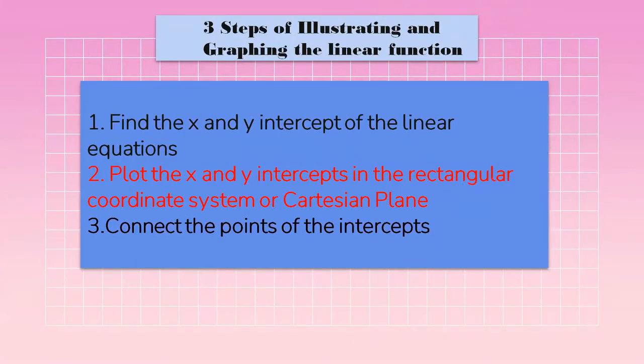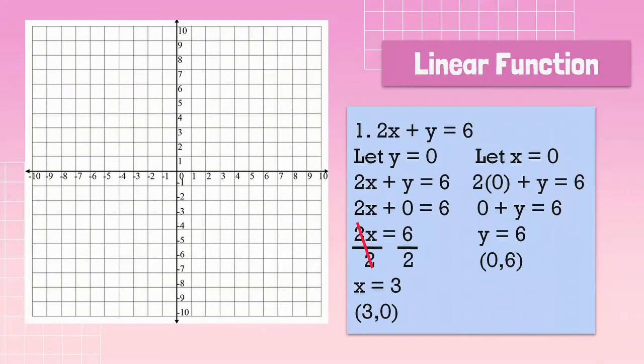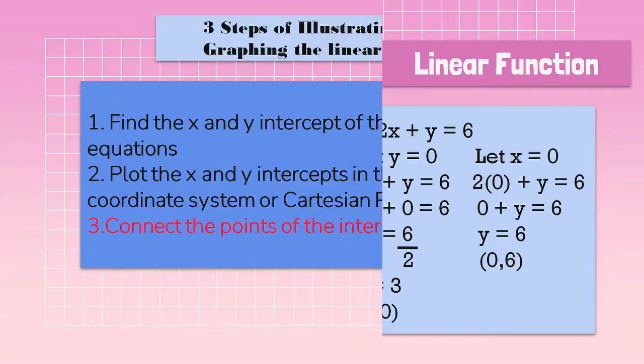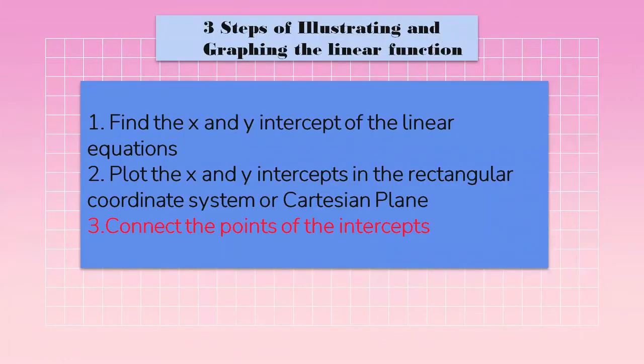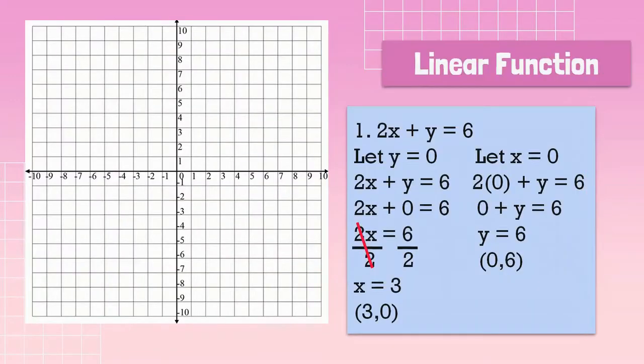Second, plot the x and y intercept in the rectangular coordinate system or Cartesian plane. So we need to put the 2 points in the Cartesian plane, (3, 0) and (0, 6). Third, connect the points of the intercept. And that's the solution to our first given problem.